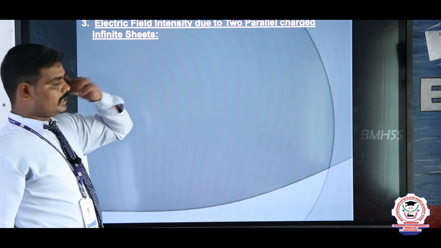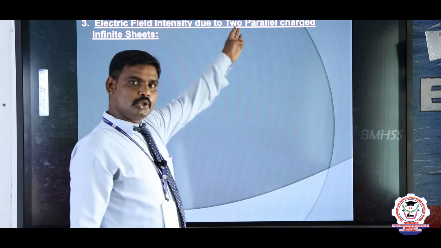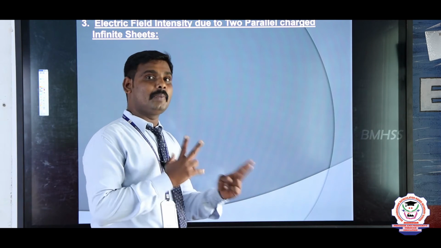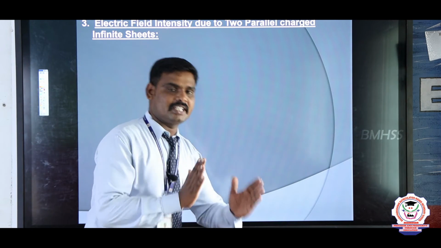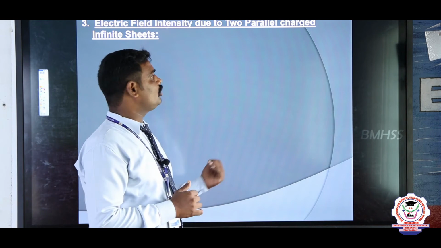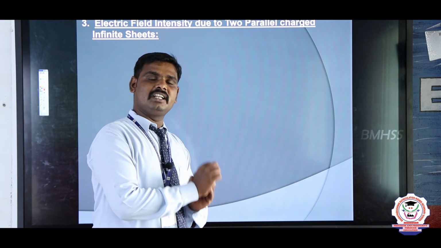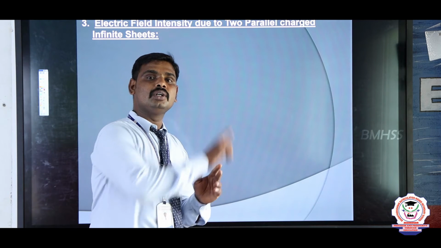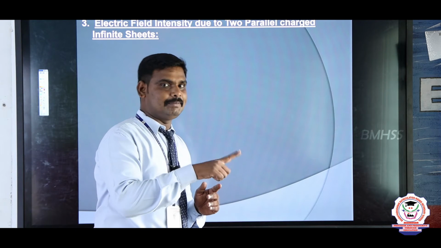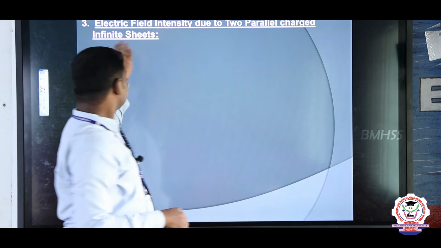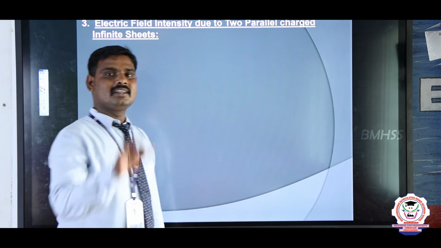The third application: electric field intensity due to two parallel charged plane sheets. Already we found the final equation for only one charged plane sheet: E is equal to sigma by 2 epsilon naught. In this condition we have to take three cases.